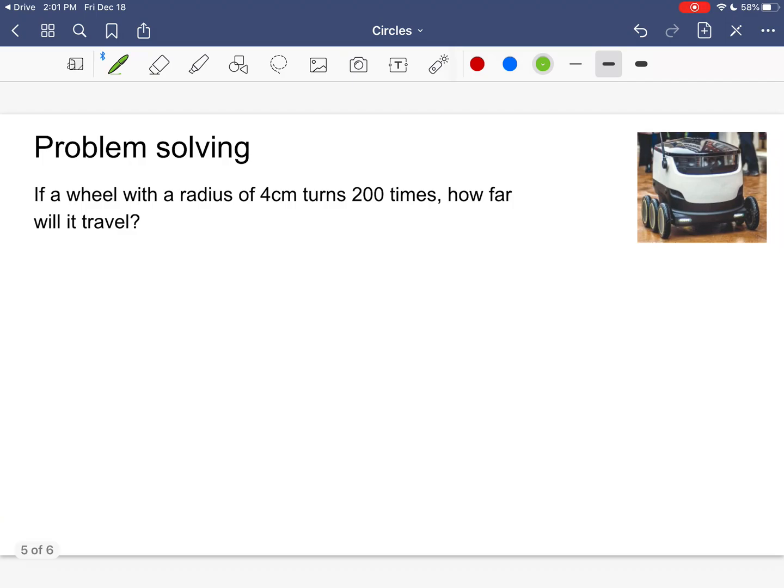So problem solving. If a wheel with a radius of 4 centimeters turns 200 times, how far will it travel? So first of all, am I being asked for area or circumference? So I'm looking for the wheel traveling. So here is your circle and it's rolling along, so we're looking at distance traveled, not area. So it's circumference.